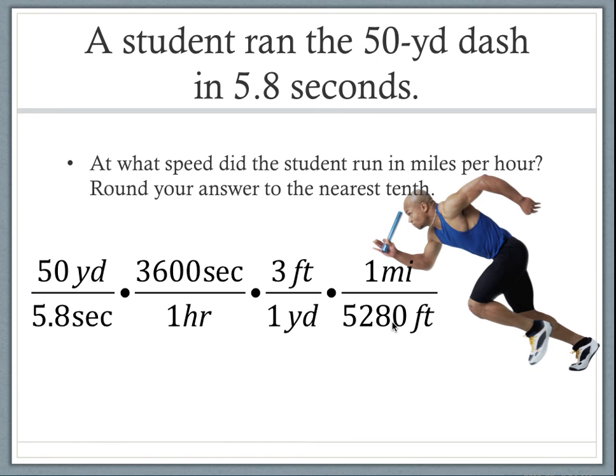And I do know there's 5,280 feet in a mile. Here I put feet in the denominator to cancel with the 3 feet in the numerator, and I'm left with miles. And so once I multiply all the numerators and multiply all the denominators and then divide, I'll get miles per hour. In this case, 17.6 miles per hour.